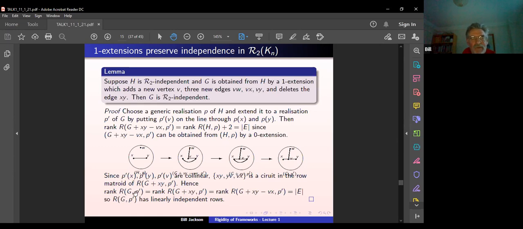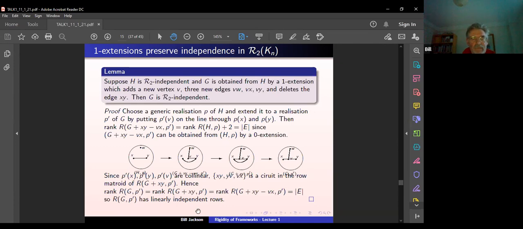So we start off with the rigidity matrix of GP dash, and we do not change its rank if we add the edge XY, and we do not change its rank if after we add the edge XY, we delete the edge Vx because we have this minimally dependent set given by this triangle. So this tells us that the rank of GP dash is just the number of edges of the graph J. And so it tells us that the rows of the rigidity matrix of GP dash are linearly independent.